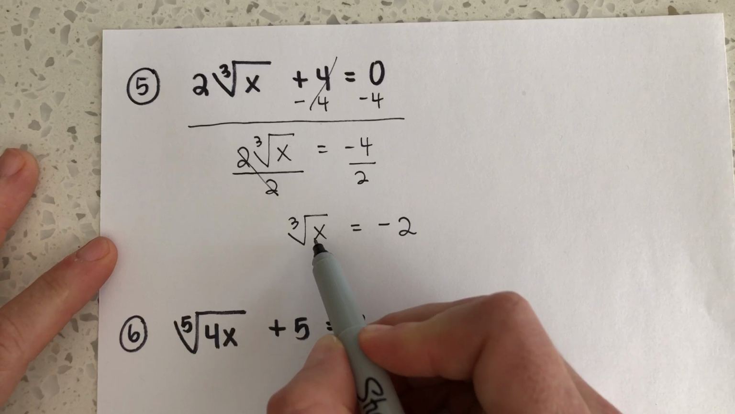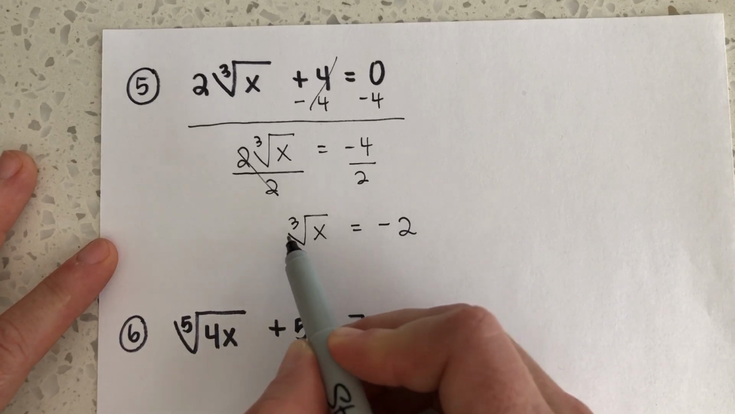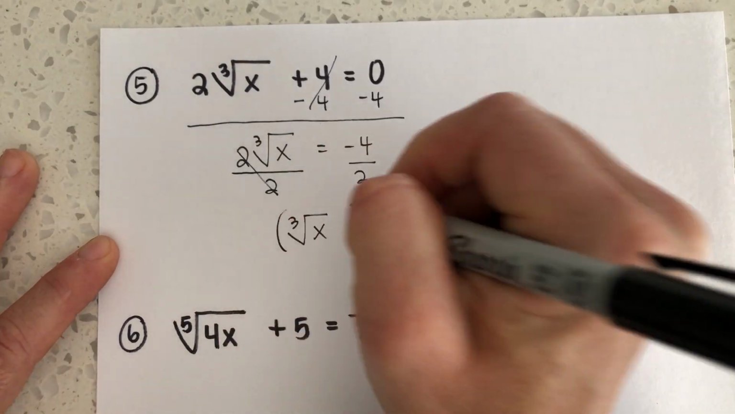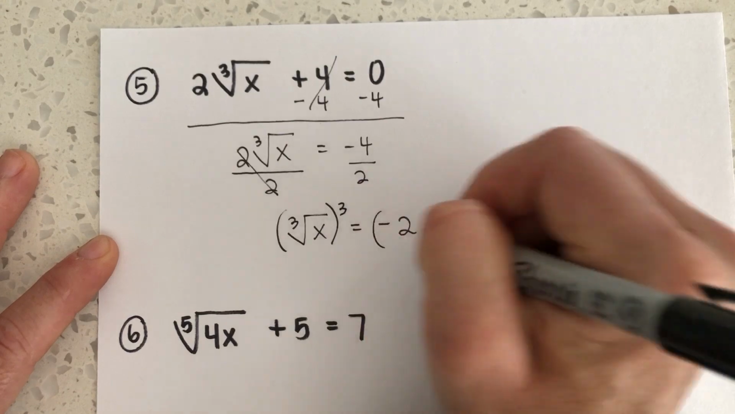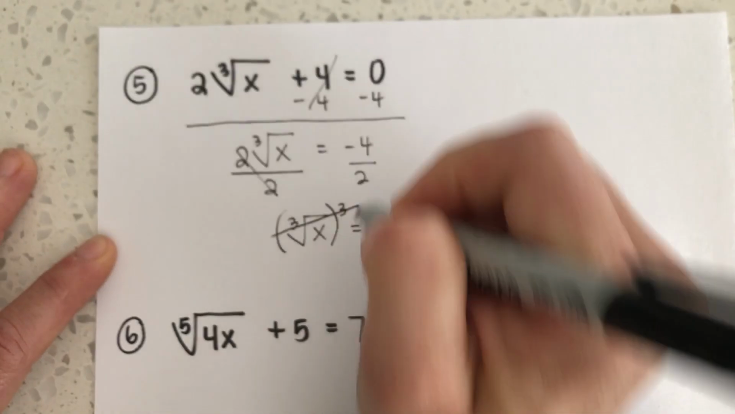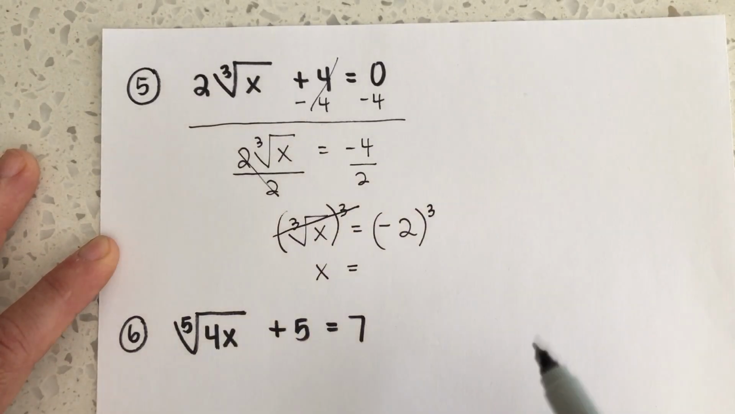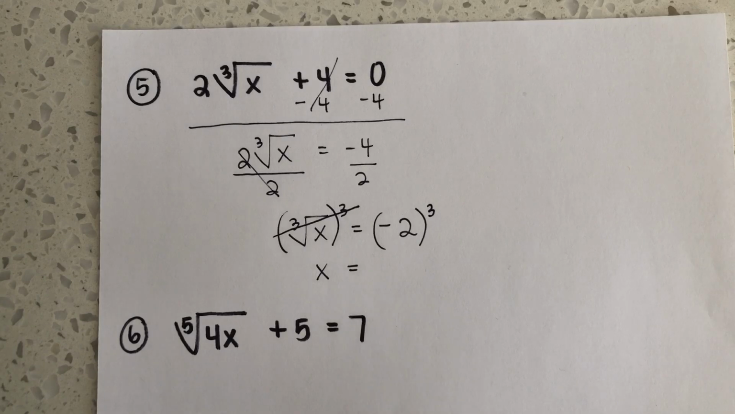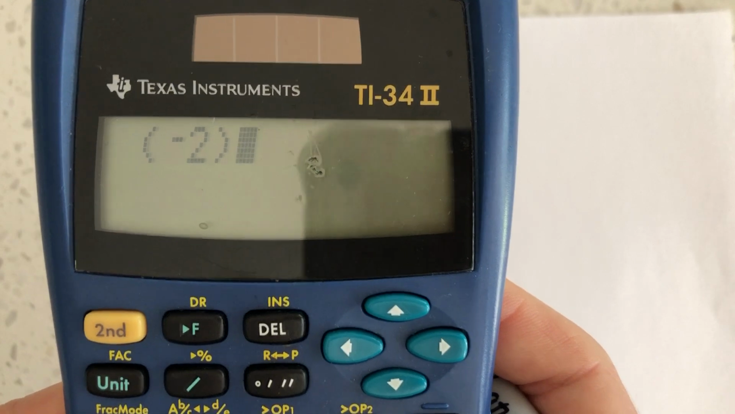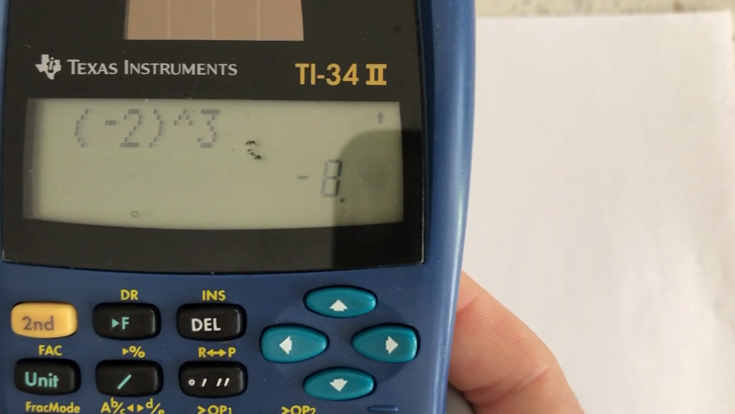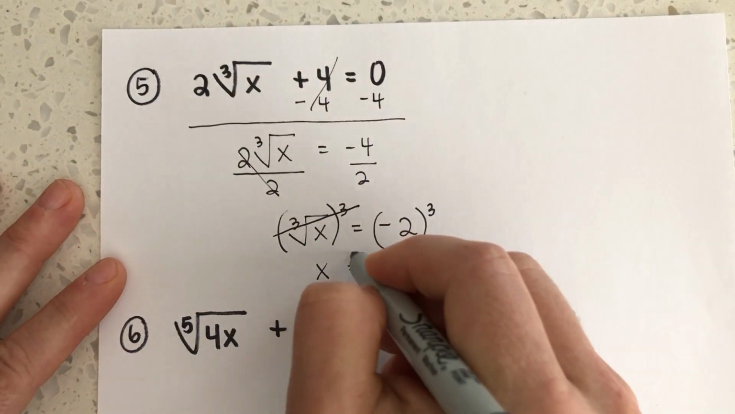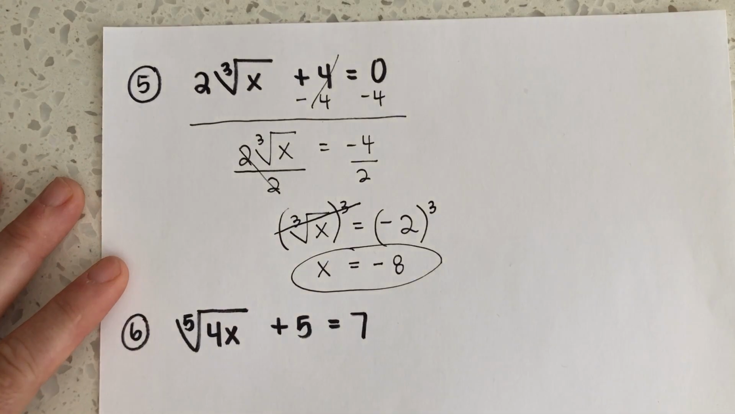All right, well, now we're here. So what power do I need to get rid of this third root radical? I need a power of 3. So now I'm going to have to raise both sides to a power of 3 to get rid of the radical. What does this third root and power of 3 do? They cancel. I'm left with just x, and it equals negative 2 to the third power. Well, again, you can ask your calculator if you're not sure. Just make sure you put negative 2 in parentheses, and then raise it to the third power, hit enter, and the answer is negative 8. Okay, so x would have to be negative 8 to make that equation true.